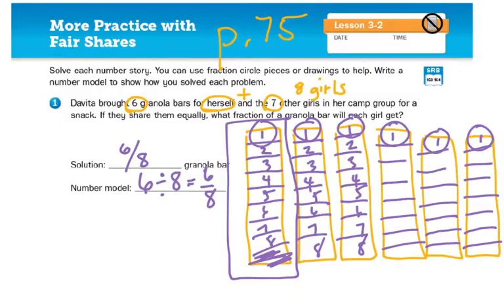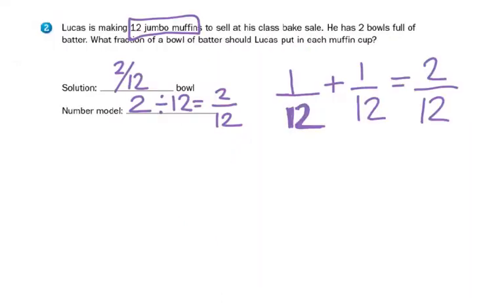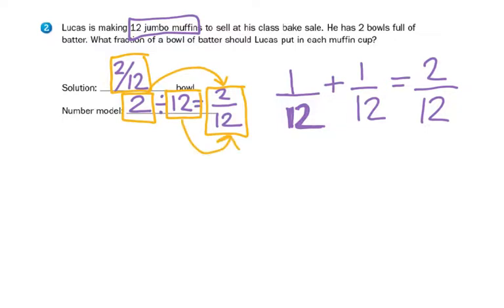Are you noticing a pattern at all here? Look at this for a second. 6 divided by 8 gives me 6/8. 2 bowls divided by 12 muffins gives me 2 12ths. Do you see a pattern happening here? Let's see if it happens with the next one.